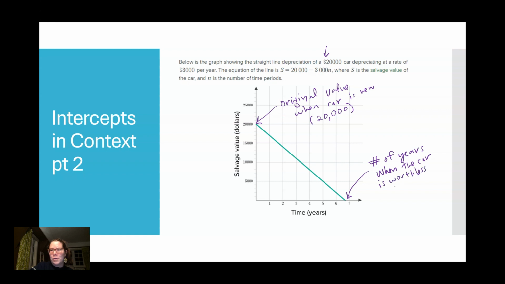And I'm not solving this problem right now. I'm just estimating it off of the graph. We could find the actual answer, but we're not right now.